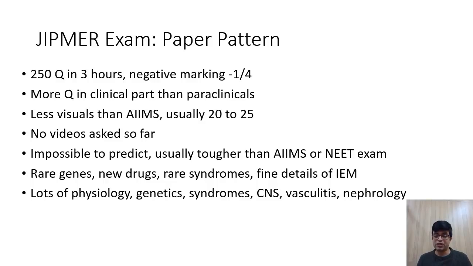JIPMER people have a special affinity for physiology and genetics. So physiology, genetics part of pathology, syndromes, CNS, whether it is your physiology part, whether it is neurosurgery, whether it is medicine CNS, whether it is pediatric CNS, they are very important. Vasculitis is often asked. 3 to 4 questions are from vasculitis, and nephrology also, Bartter syndrome, Gittelman syndrome. Fine details of these are usually asked in JIPMER exam.